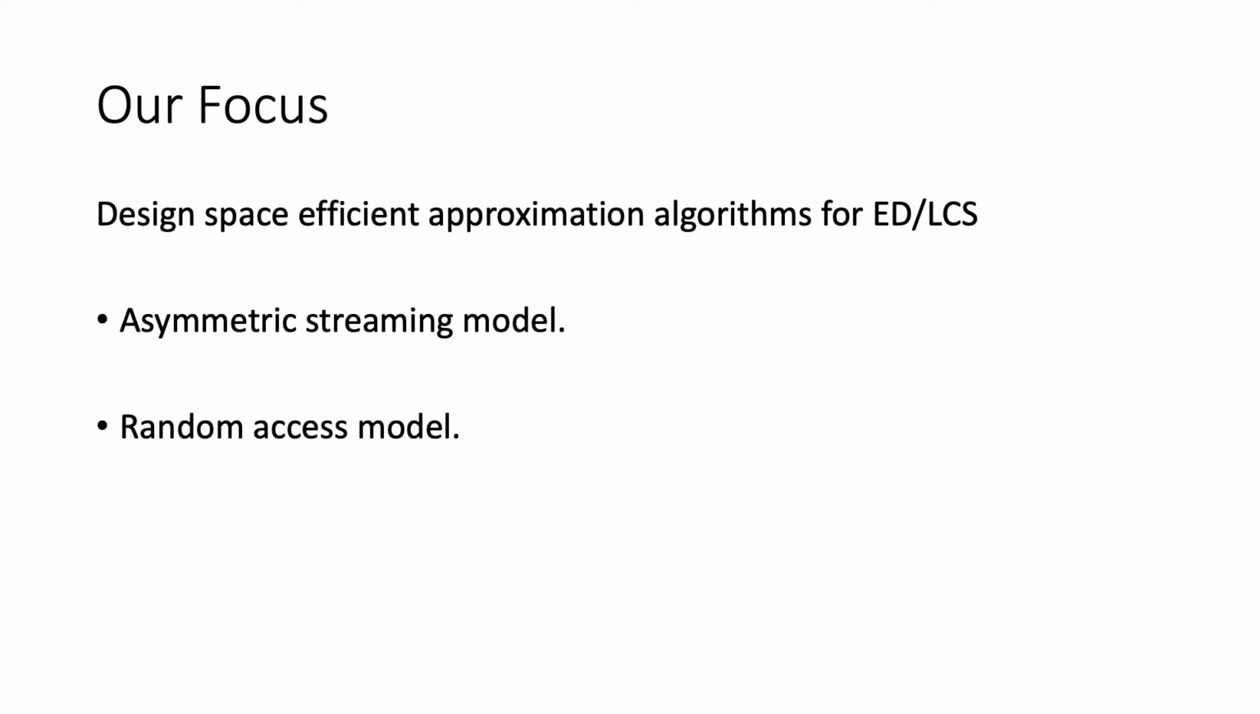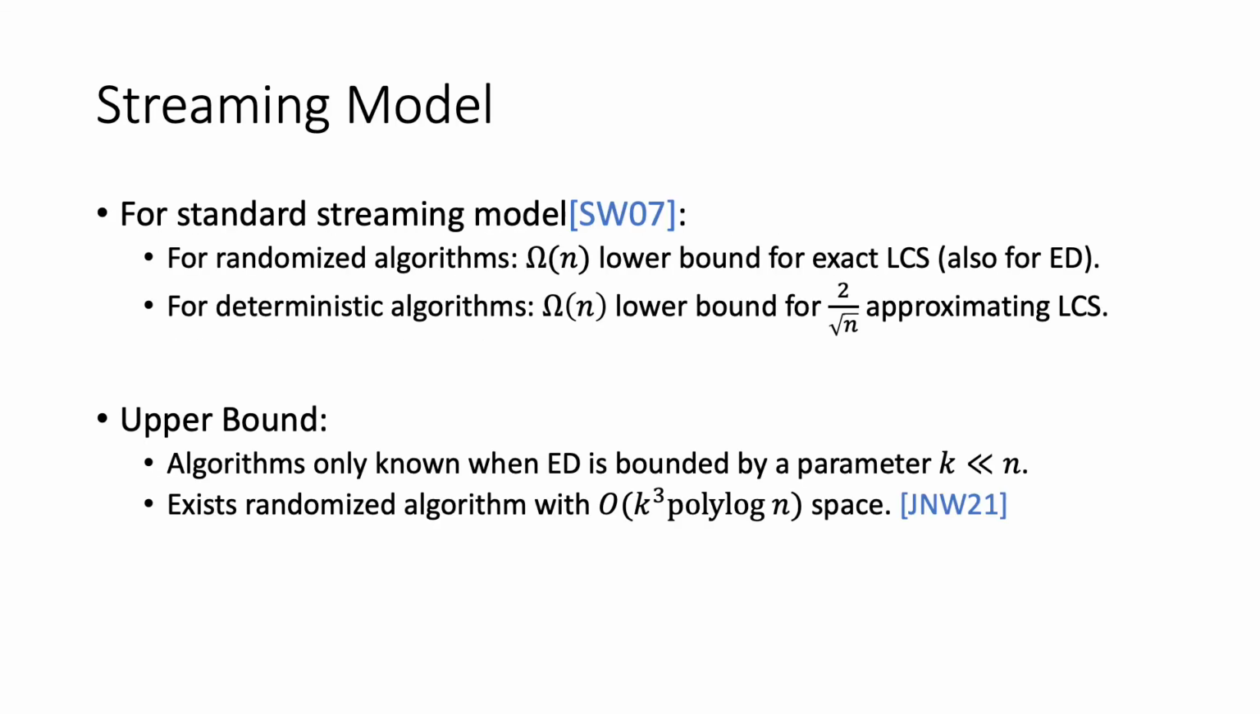Specifically, we consider two different computation models. The first one is called the asymmetric streaming model. We will give an introduction soon. And the second one is the standard random access model. Before introducing the asymmetric streaming model, we first give an overview of the results in the standard streaming model. In this model, there are strong lower bounds. For example, for randomized algorithms, if we want to compute edit distance and LCS exactly, it would require linear space. And for deterministic algorithms, even to get a 2/sqrt(n) approximation of LCS, it would require linear space.